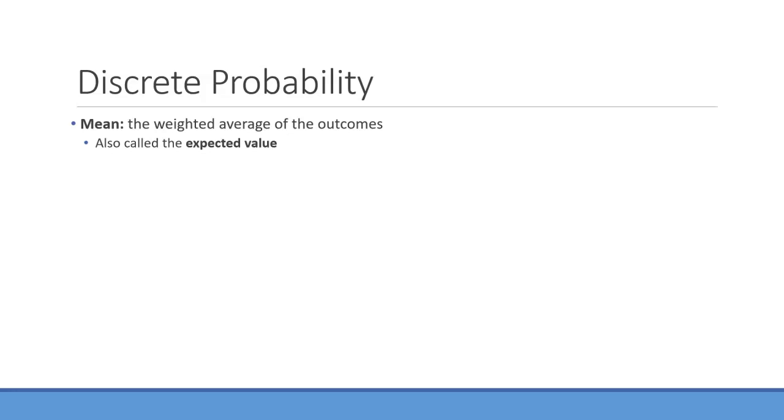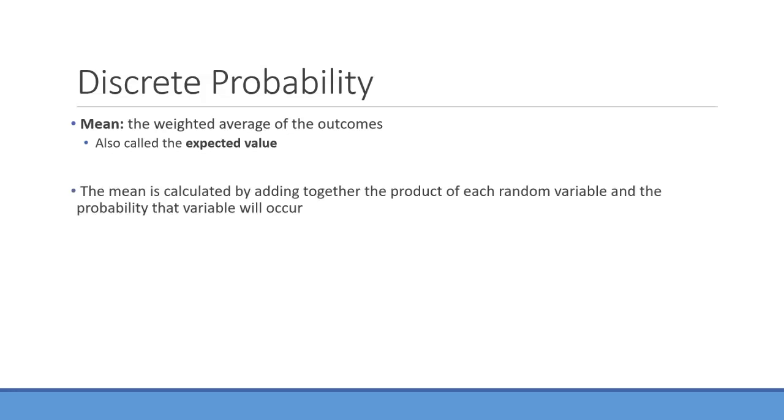Now, under discrete probability, we're going to have to be able to calculate our mean, our variance, and our standard deviation. So how do we do that? The mean is the weighted average. We calculate that by adding together the product of each random variable and the probability that the variable will occur. So we multiply pieces together and we add up what we get. Now, the mean can also be called the expected value, because this will tell us what we could expect from a population.